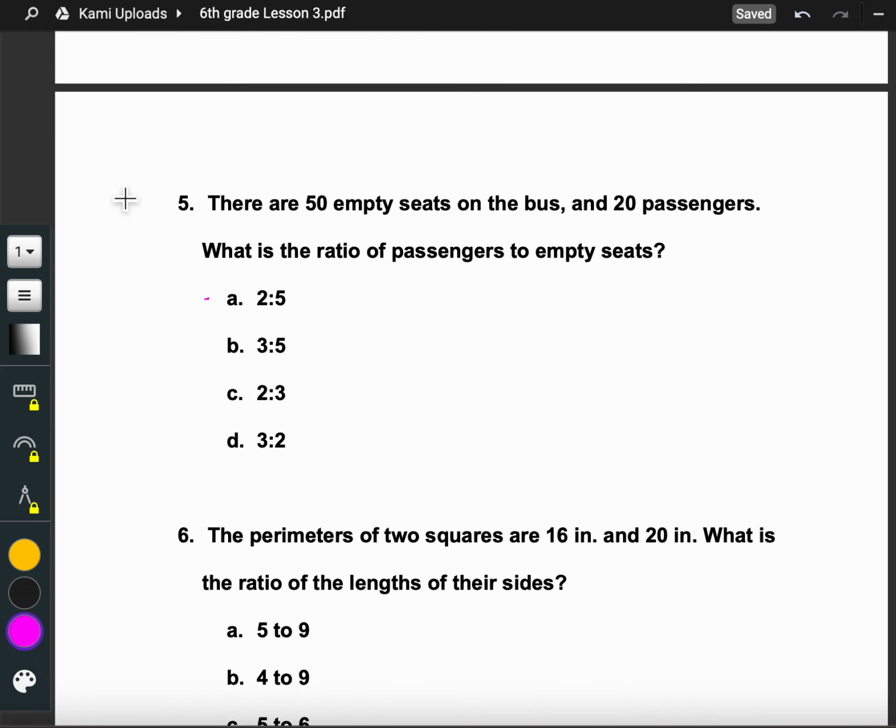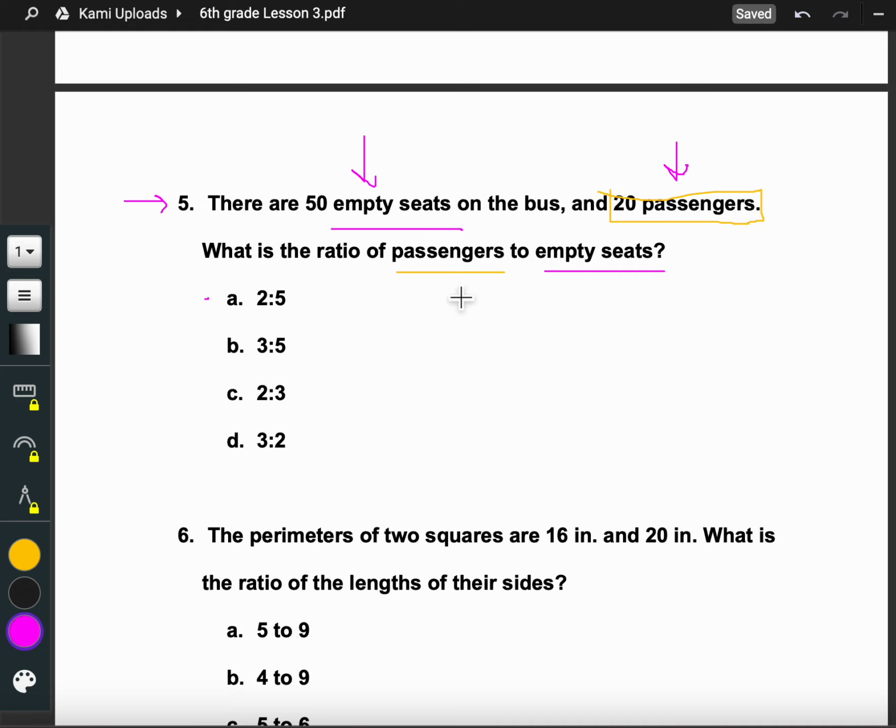Okay, let's look at number 5. There are 50 empty seats on the bus, and there are 20 passengers. Okay, so what is the ratio of passengers to empty seats? So notice how they switched the order again to empty seats. So you're going to put passengers first, and then you're going to put empty seats.